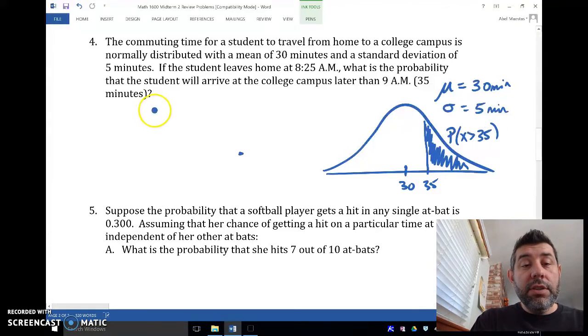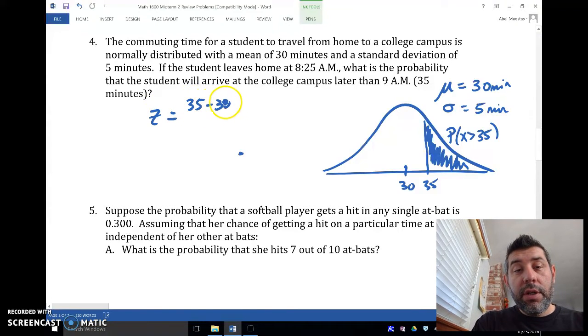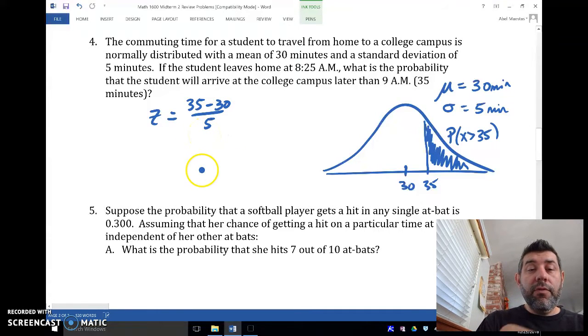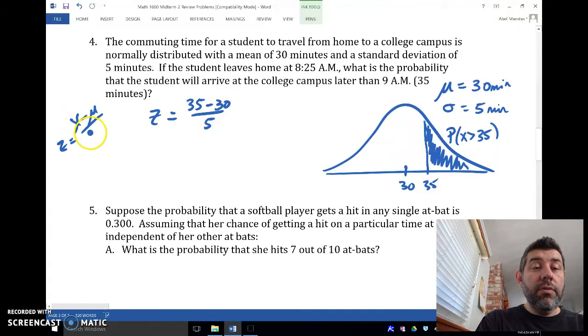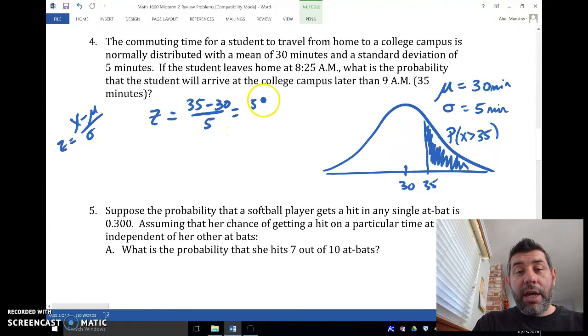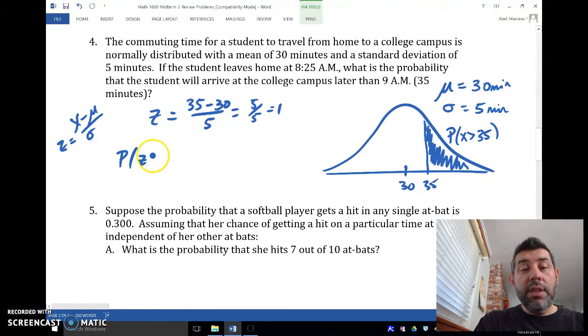So I'm going to need to find a z-score. So z equals 35 minus 30 over 5. Okay, recall that the formula for z-score was x minus mu over sigma. All right, so we get 5 over 5, which is 1. And so I'm looking for the probability that z is greater than 1.